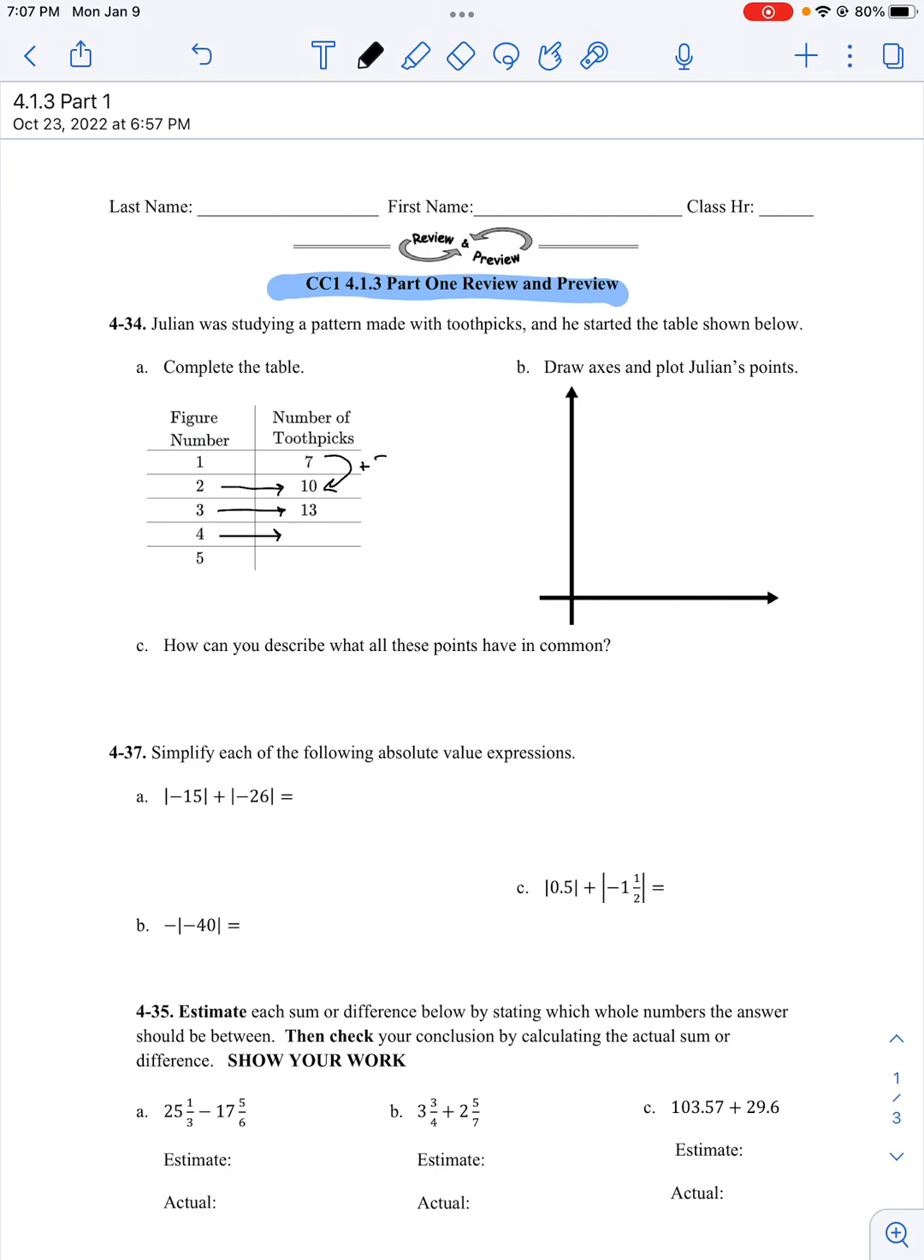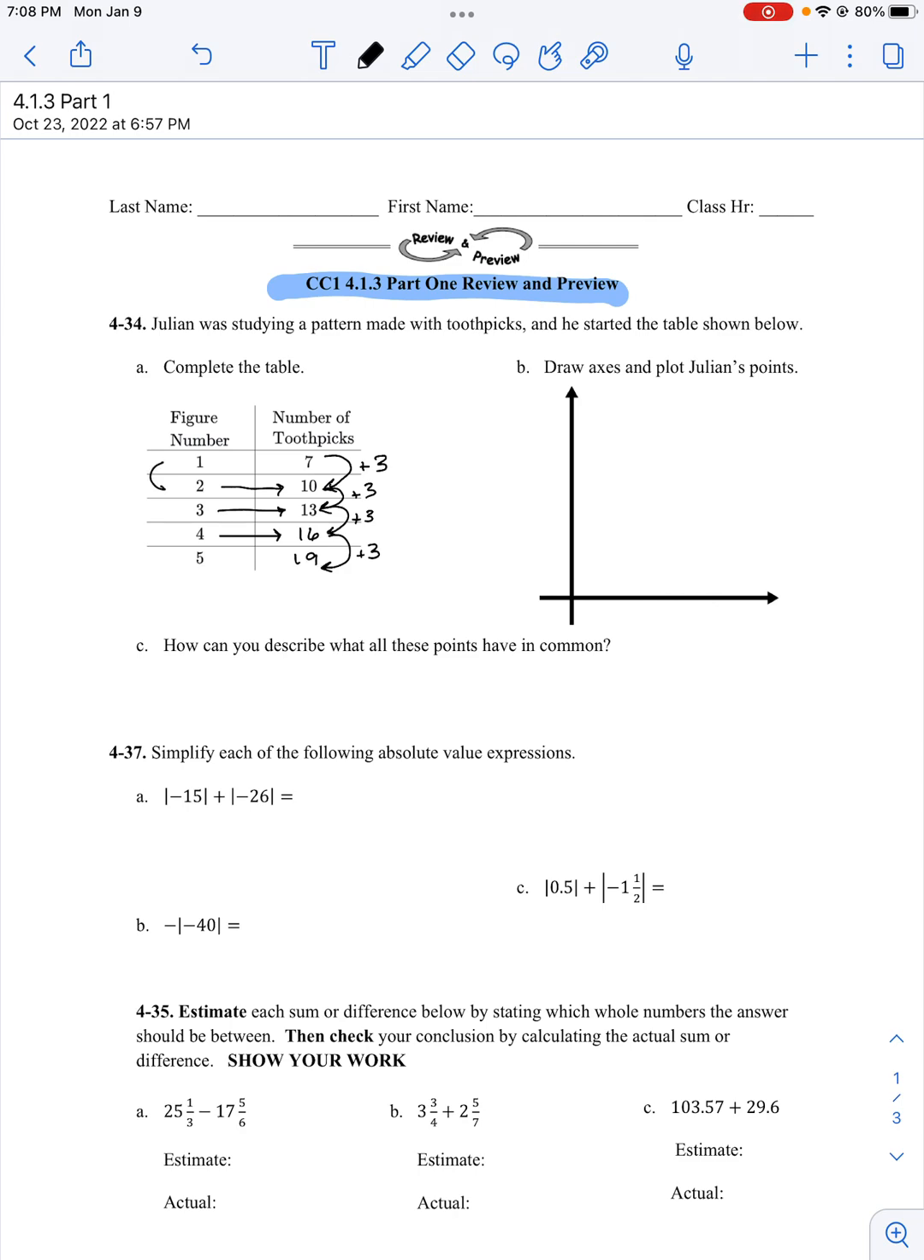So if I'm going from 7 to 10, I'm adding 3. From 10 to 13, I'm adding 3. So it stands to reason I could use the same pattern. 13 plus 3 is 16. And I can do it again.